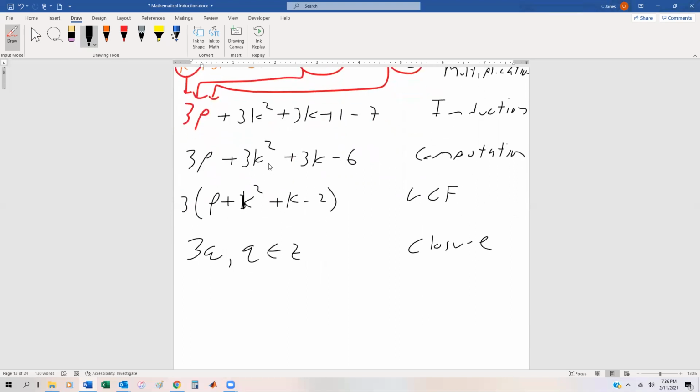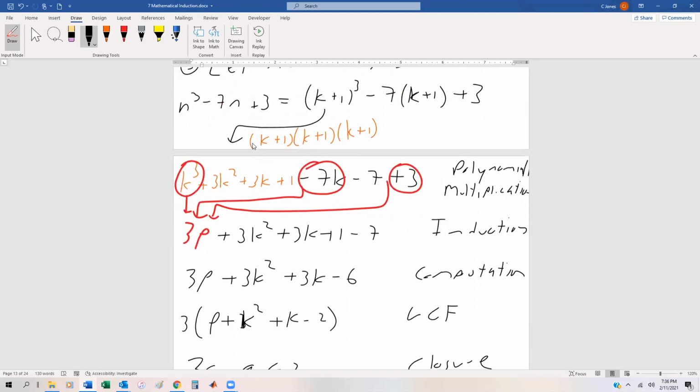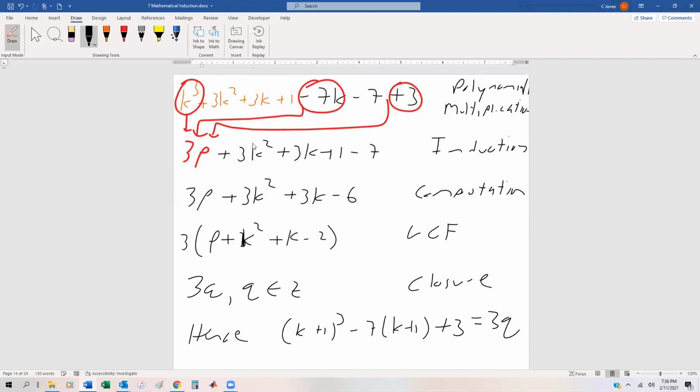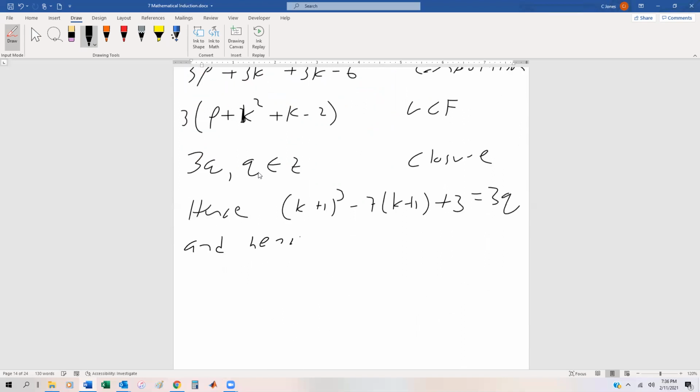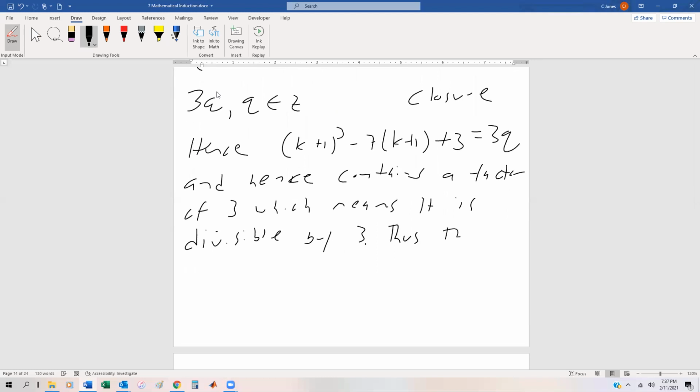And we're done. We've shown that k plus 1 cubed minus 7 times k plus 1 plus 3 is equal to 3q, and hence contains a factor of 3, which means it is divisible by 3. And therefore, the result holds for n equals k plus 1. So thus, the statement holds for n equals k plus 1.